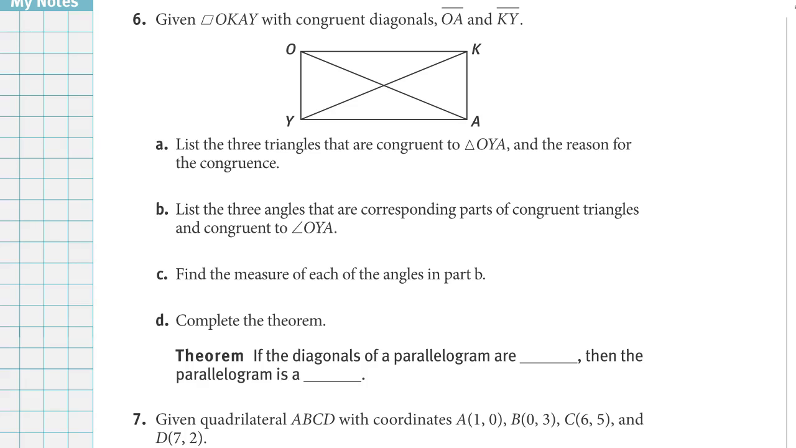Let's create yet another theorem. Here's a drawing of a rectangle OKAY. And then we have segments from corner to opposite corner. These are called diagonals. So let's create a theorem involving the diagonals. Right down here, let's write that. If the diagonals of a parallelogram are blank, then the parallelogram is a, well, what does this drawing suggest to us about the diagonals? They look the same length in there. So let's fill in the word congruent in this blank.